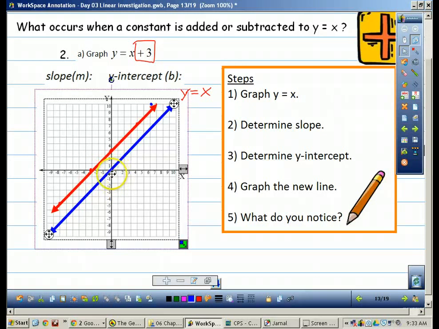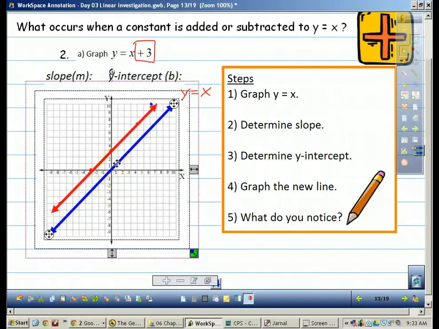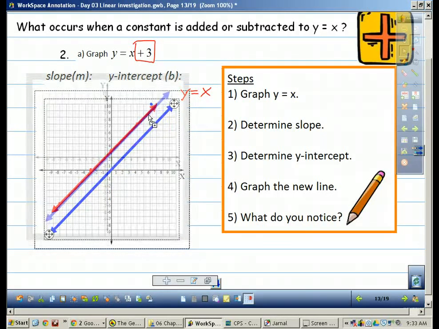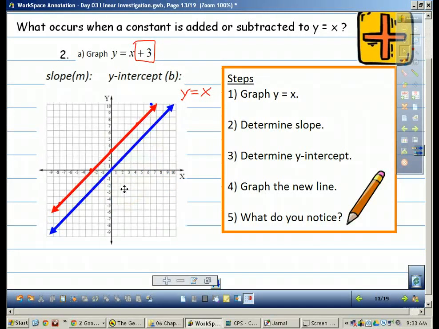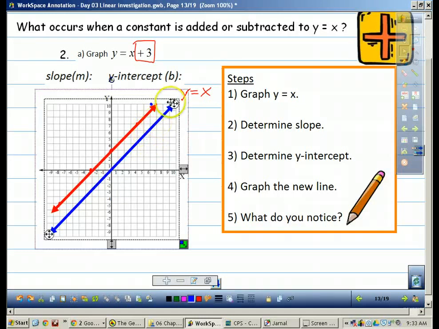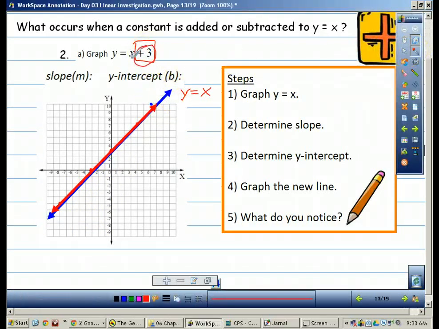Now, how does it relate from the blue graph to the red graph? How do they differ? It's parallel. If I just move this blue one up, it all matches. It all lines up. So you can see I can move my parent graph up 3, and it gives me x plus 3.